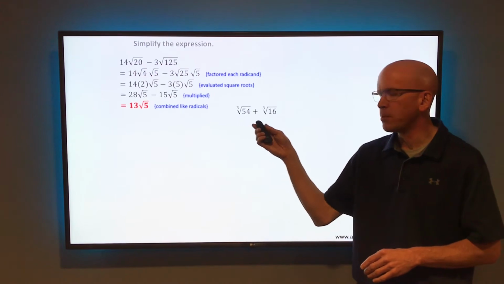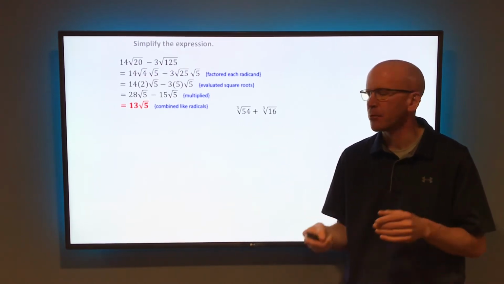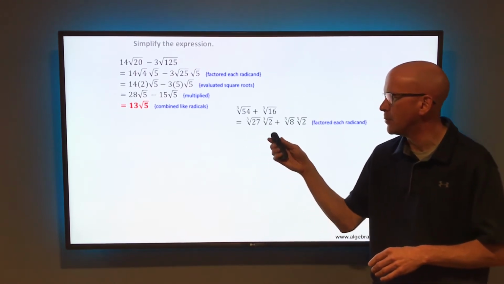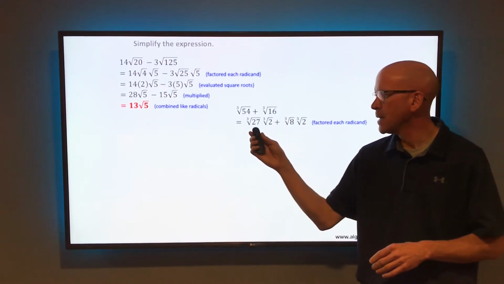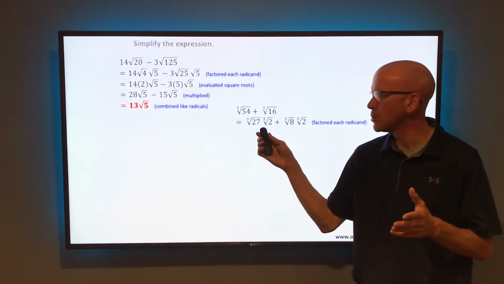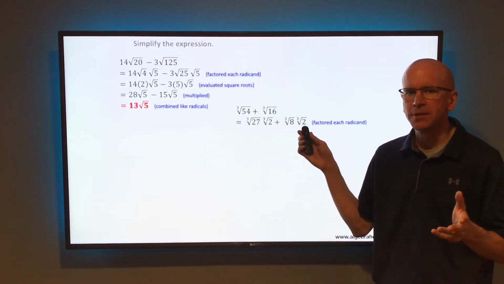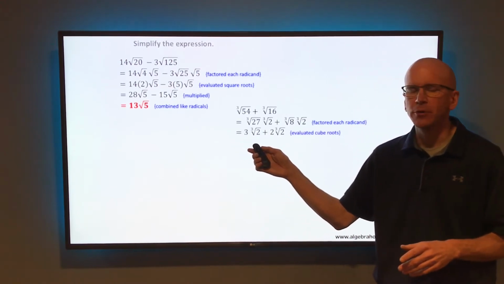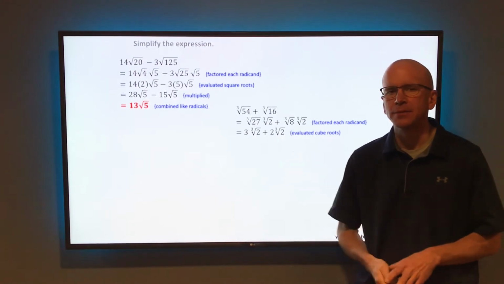Cube root of 54 plus the cube root of 16. See if you can break that down into something that can be simplified. The cube root of 54 breaks into the cube root of 27 and the cube root of 2. The cube root of 16 will break into the cube root of 8 and the cube root of 2. So 27 is a perfect cube, 2 is what's left over there, and 8 is a perfect cube, 2 is what's left over there again. The cube root of 27 is 3, so it'd be 3 times the cube root of 2. And the cube root of 8 is 2, so that is 2 times the cube root of 2.